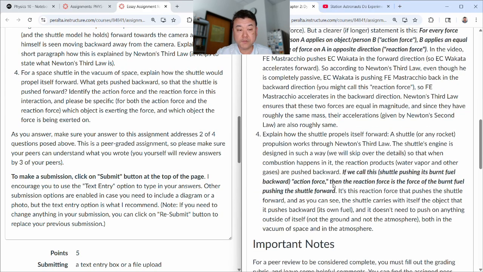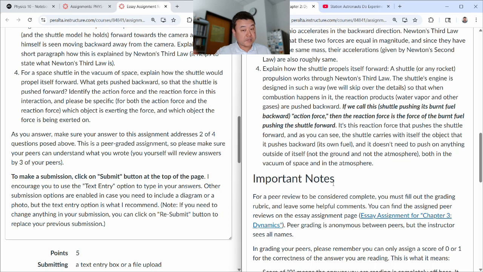Let's look at the model answer for question 4. Explain how the shuttle propels itself forward. A shuttle, or any rocket, propulsion works through Newton's third law. The shuttle's engine is designed in such a way, we'll skip over the details, so that when combustion happens in it, the reaction products, water vapor and other gases, are pushed backward. If we call this shuttle pushing its burnt fuel backward the action force, then the reaction force is the force of the burnt fuel pushing the shuttle forward.